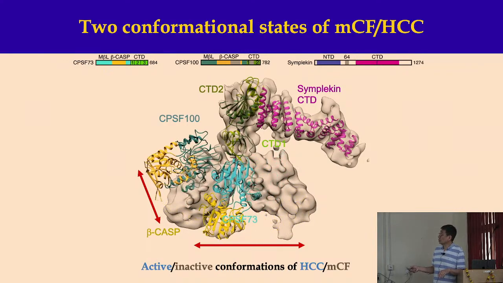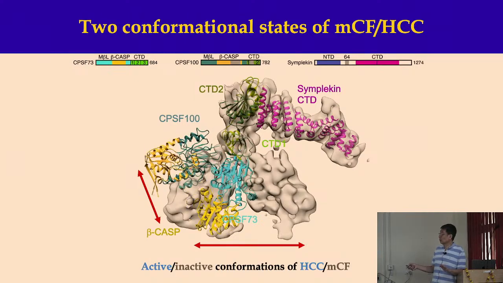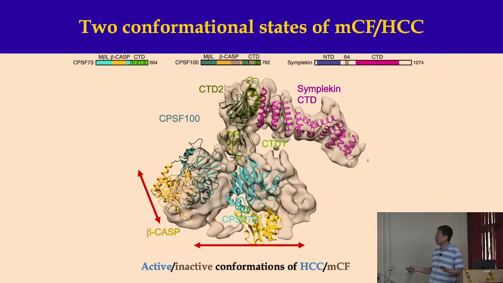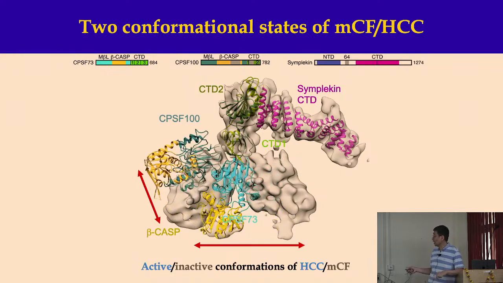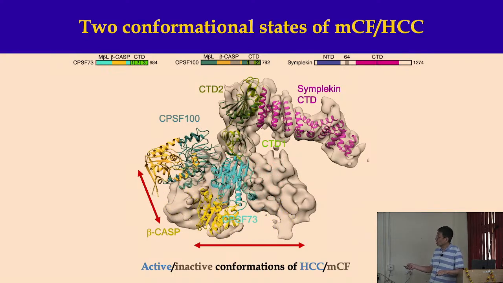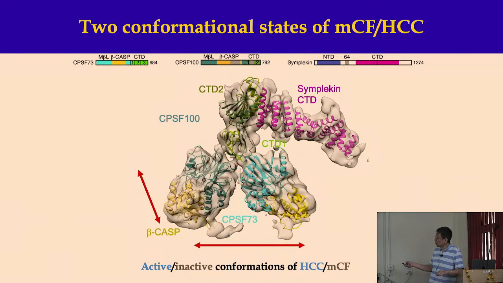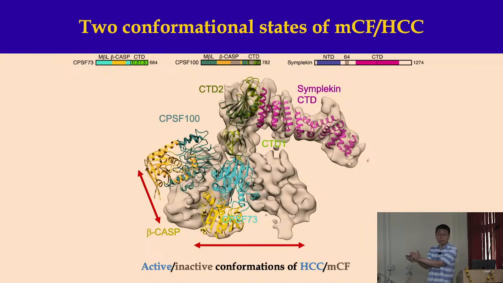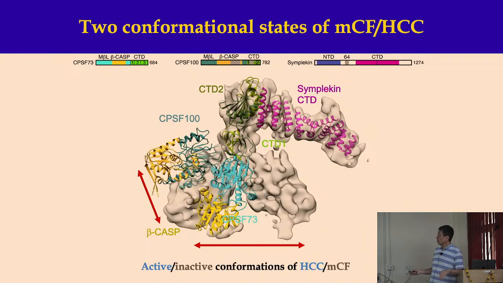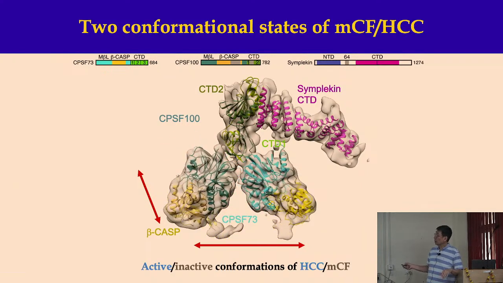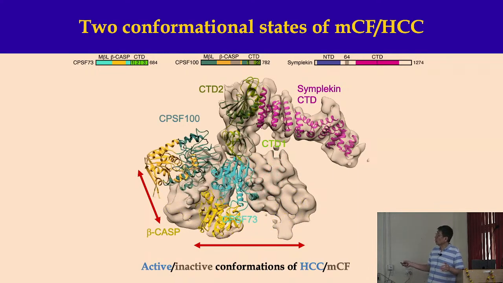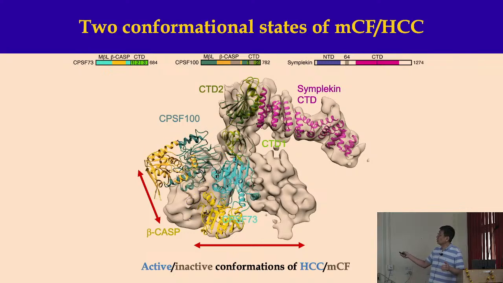Okay? So this movie took some time to make as well, but anyway. That's done using Chimera, which I'm not very good at. But you can clearly see the conformational change between the inactive state like this, and then in the active state, the two things come together. So in addition to recognizing the RNA, there are also conformational changes in the cleavage factor, or HCC.